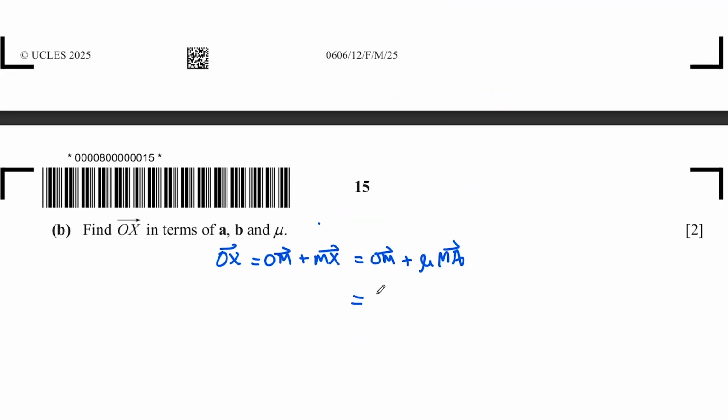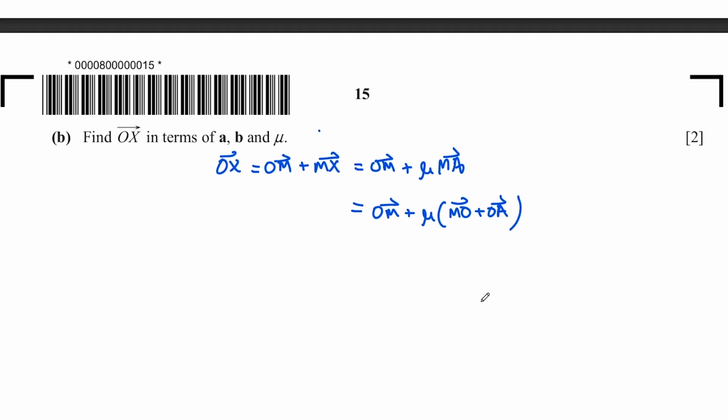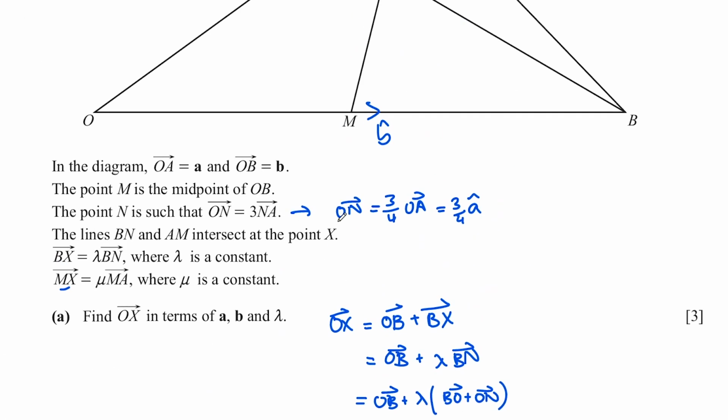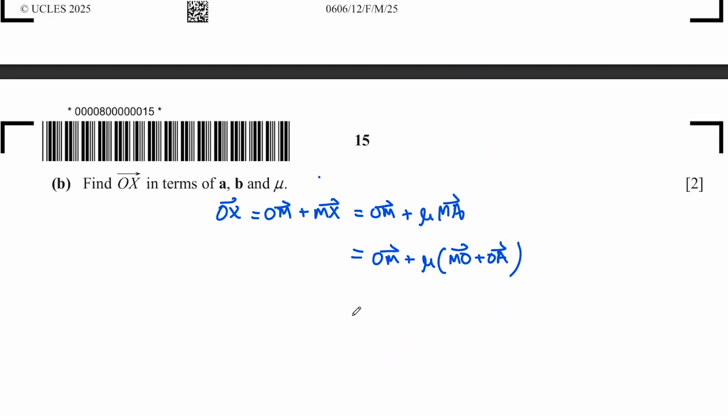So MA, I rewrite it as MO plus OA. And we know OM, okay, M is the midpoint of OB, so it will be half of B, right? And OA will be just A. So we have all the information we have here. So half B, mu negative half B, and A. So again, mu A plus half minus mu half B.